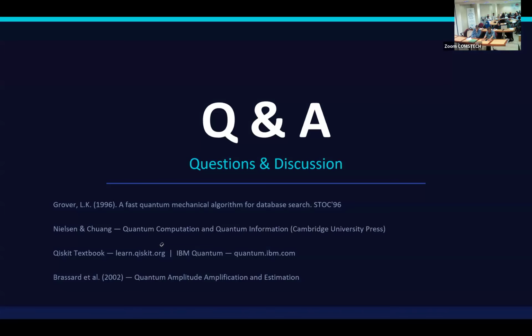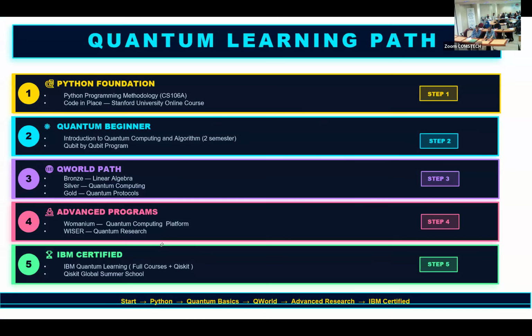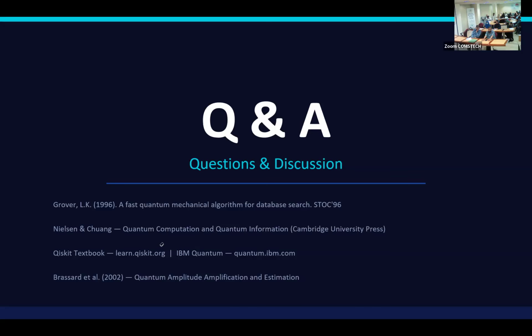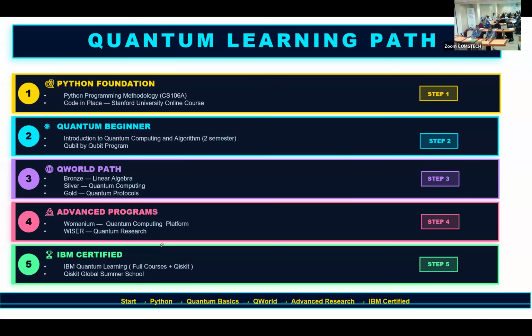So before taking the question and answer, there are a few references given over there, but let's dive into the quantum learning path for the student. There are many people sitting here or online right now who very much want to learn quantum computing, but they don't know where they should start. So I have made this slide explicitly.